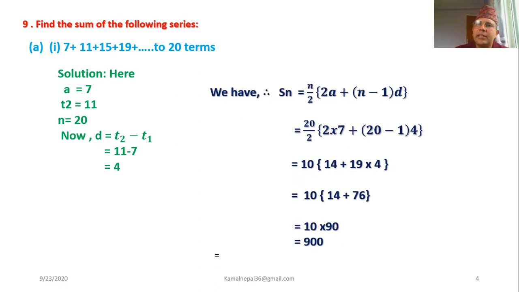Then you have formula Sn is equal to n by 2 into 2A plus n minus 1 D. Then substitute all values: in the place of n 20, 2 into 7 plus 20 minus 1 into 4. It is 19 into 4 is 76 and it is 14. 14 plus 76 is 90, into 10 is 900. It is your sum of terms in question number 9A first.